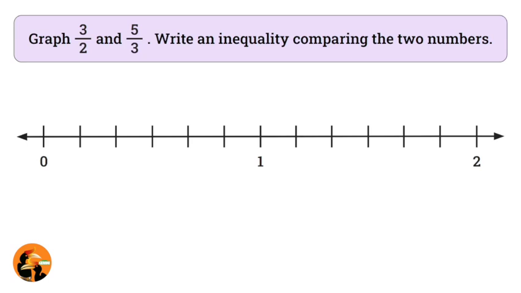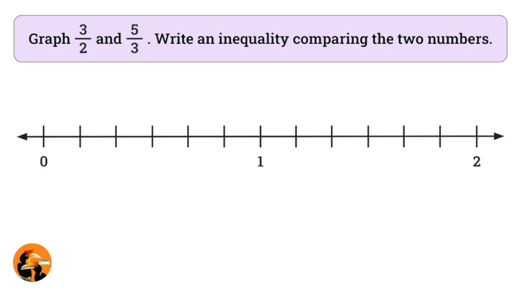Wow, this time our number line contains values between 0 and 2. Notice that right in the middle there is a mark that represents the number 1. Now, how can we graph these points? We need to identify the marks that represent halves to find 3/2, and then we need to identify the marks that represent thirds to find 5/3. Let's mark halves on the number line first.